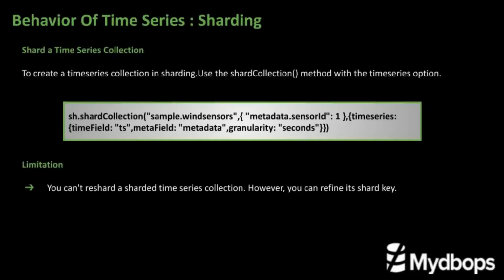Sharding: time series will also be supported at the sharding level. We need to use a method called sh.shardCollection with the namespace sample.winSensor, which is our namespace of the collection, along with the shard key meta.sensorId, along with time series components: ts as the time field, metadata as the meta field, and granularity set as seconds. Here we have a few limitations at the sharding level: we cannot reshard the existing shard key, but we can refine your shard key for the time series collection.